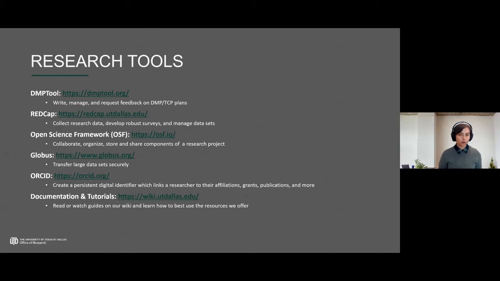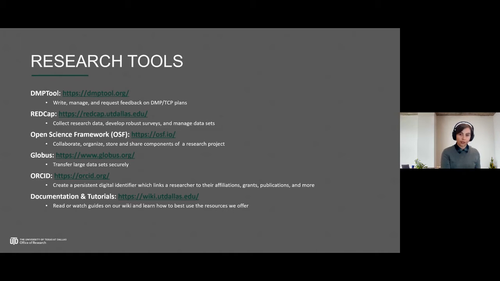Okay, so we also offer the use of the Open Science Framework, which you can use to collaborate, organize, and share data with the public. So for example, NSF requires primary data and project materials to be publicly available. The Open Science Framework is a place where you can make data publicly available and share your research process, etc. We also offer Globus, which you can use to transfer large data sets securely. You can also store data in the long term, so that's a great resource there as well.